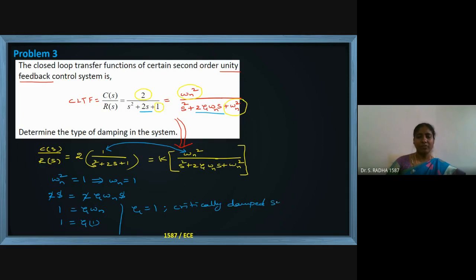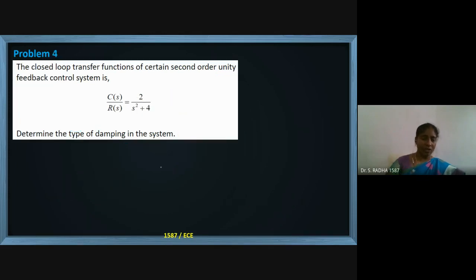We should be careful: the numerator and denominator last term should give the same omega n square. Only then can we do the comparison with the standard format of the closed loop transfer function. I'm going to the last problem in this model.